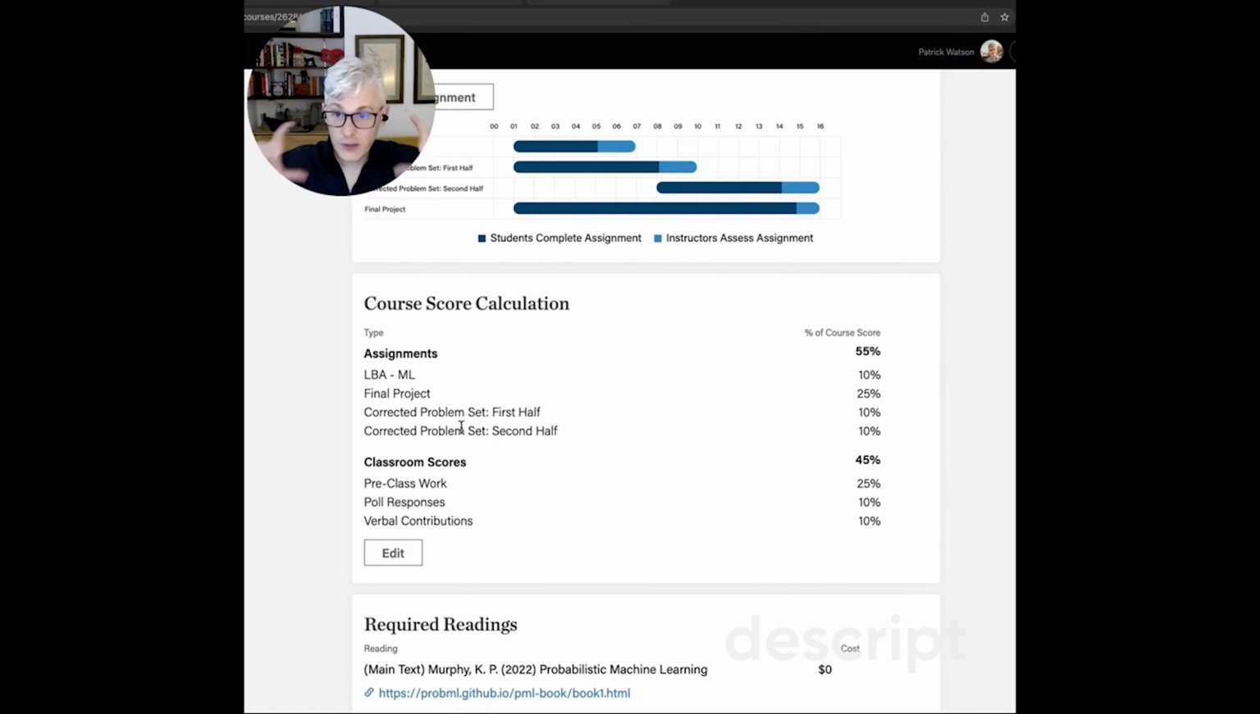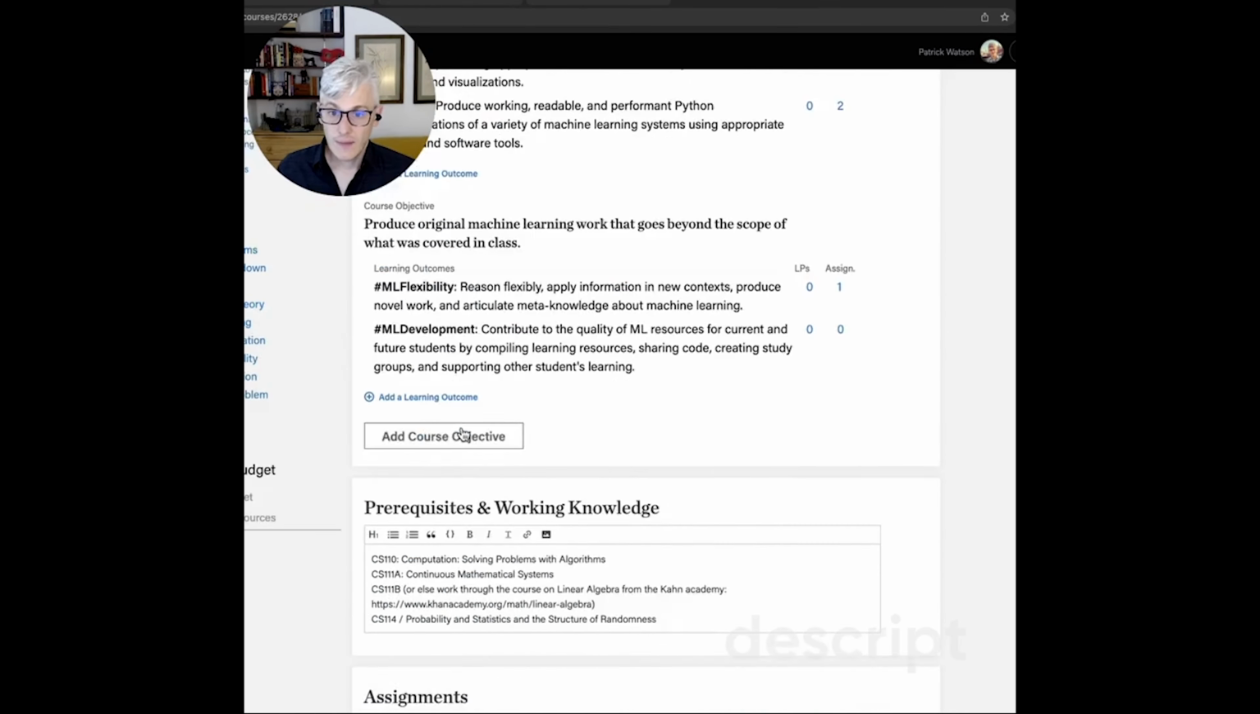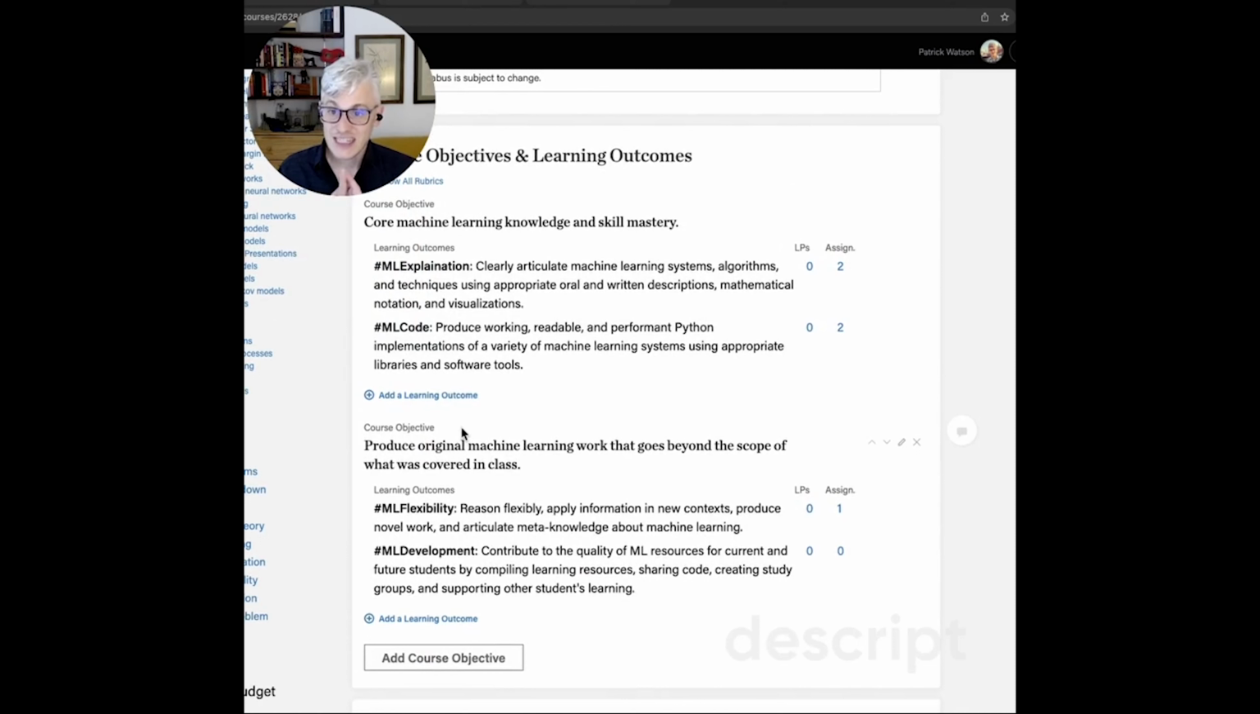So to put this in a nutshell for you, what you really need to do to succeed in this class, the places that I'm really evaluating for credit are, first, I want you to be able to clearly articulate what you have learned. This means verbally, in written text, and with mathematical notation and visualization. I want you to be able to tell me what you've learned. I want you to be able to code it and get it to work and run and give you the answers. I want you to be able to reason flexibly and to be able to apply information in new contexts.